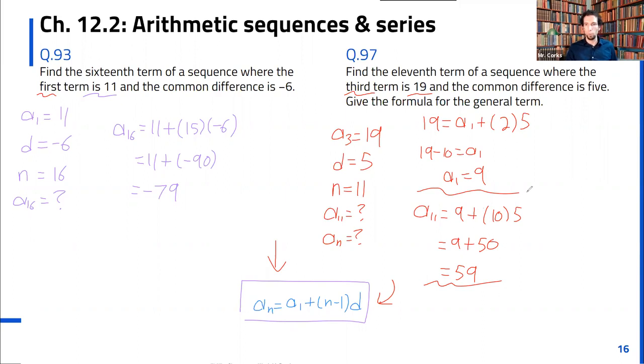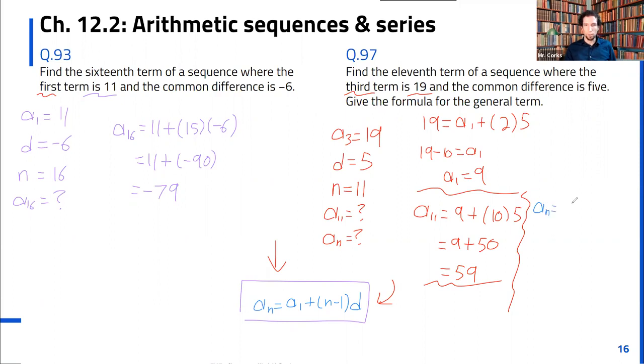And we were asked to do one more thing here, to find the general term. How can we do that? Substitute the values in. Yeah, it's the exact same thing that we did before. We just take our values for A1 and d, and we'll get a term for our An in terms of n.